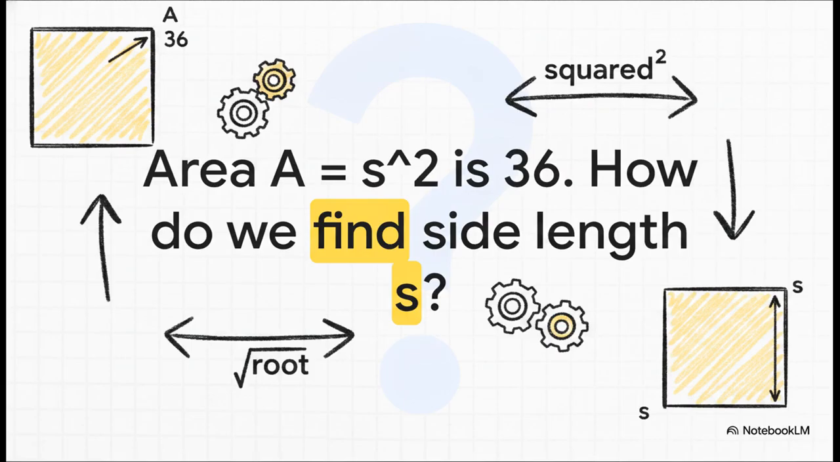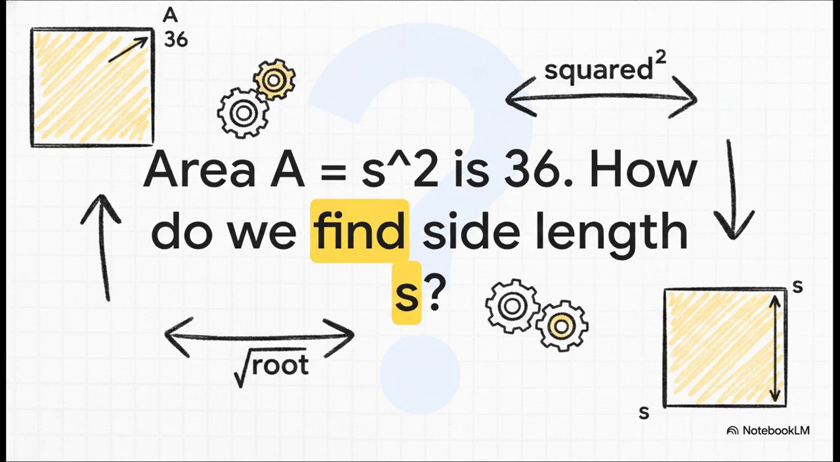Let's do another pause check to really lock this in. Imagine the area of a physical square is modeled by the quadratic function a equals s squared. How would we use what we just learned about inverse operations to work backward and find the side length s if we know for a fact the total area is exactly 36 square units?